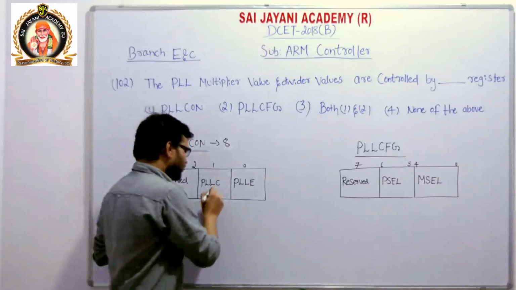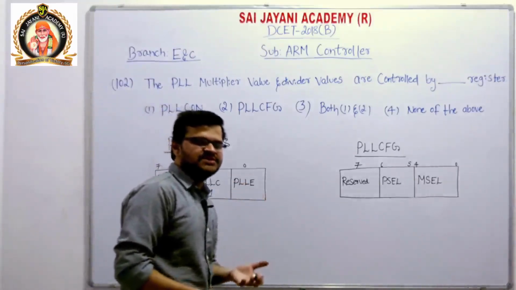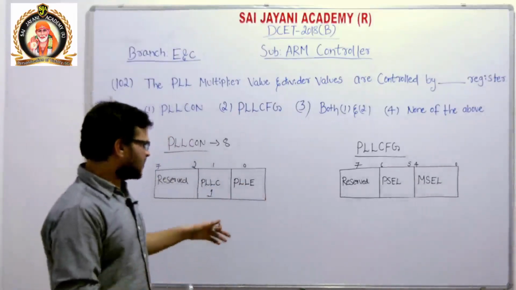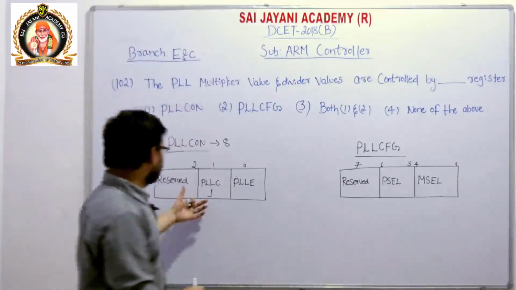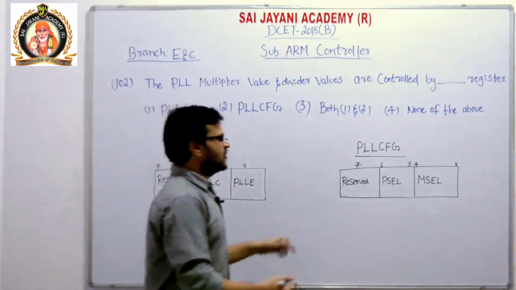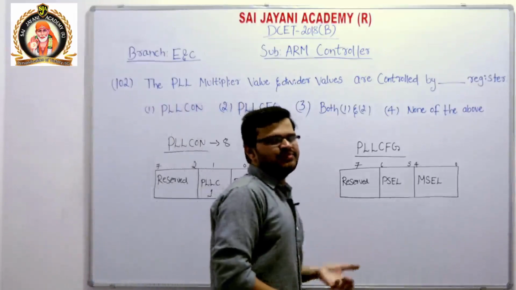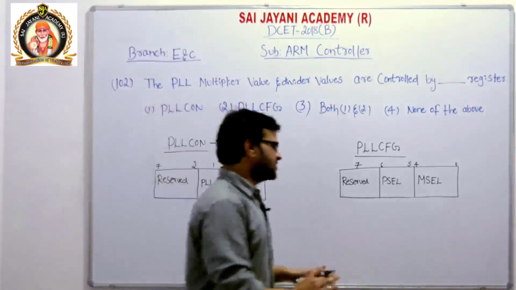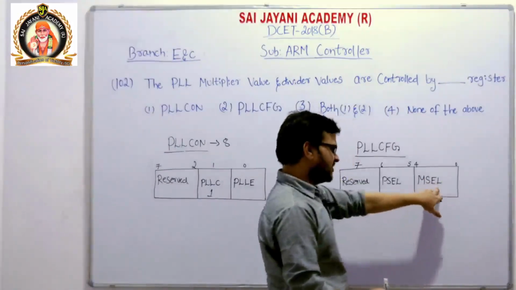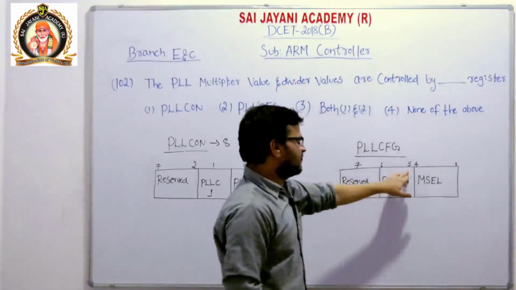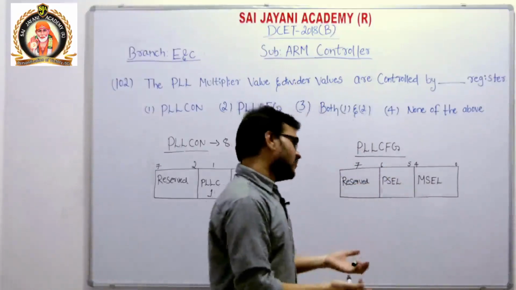Similarly, if you put 1 in the PLLC bit, then all your processor and all chip functions run from the output of the PLL clock output. And bits 2 to 7 here are reserved. Coming to the PLLCFG register, it is mainly used to provide the multiplier and divider value for the frequency calculations. Here bits 0 to 4 represent MSEL. MSEL means multiplier value. Similarly, bits 5 to 6 represent PSEL. PSEL means divider value.